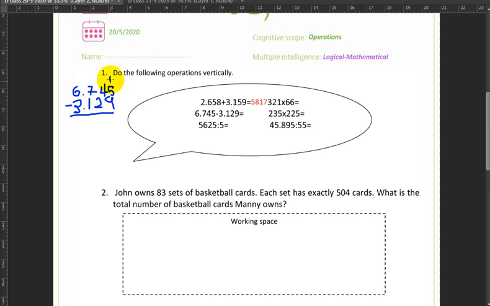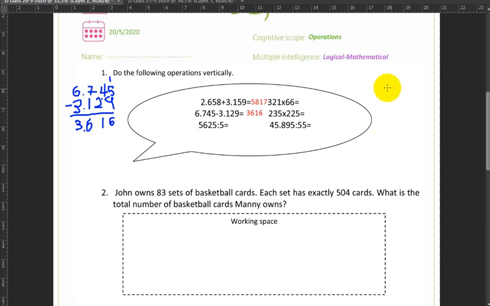Can't do 5 take away 9, so I borrow and I do 15 take away 9, which makes 6. I return this down here. 2 becomes 3, 4 take away 3 makes 1, 7 take away 1 makes 6, 6 take away 3 makes 3. So here we got 3,616.